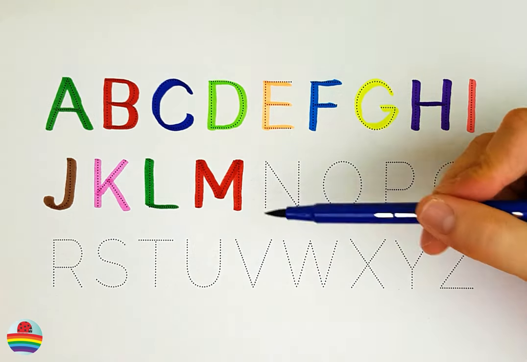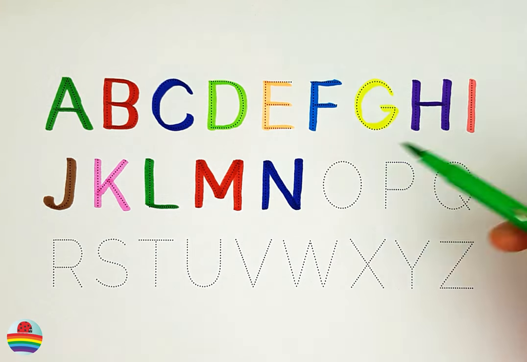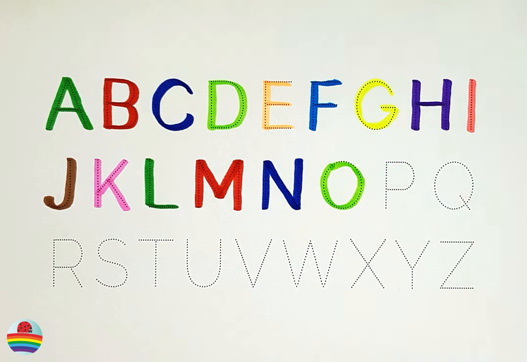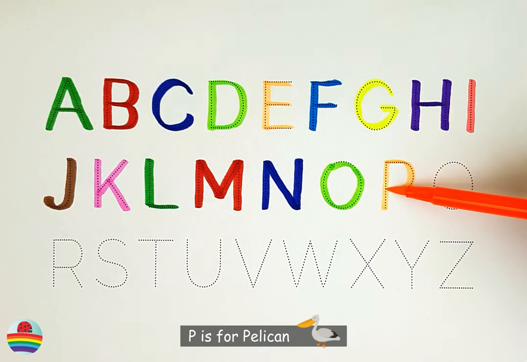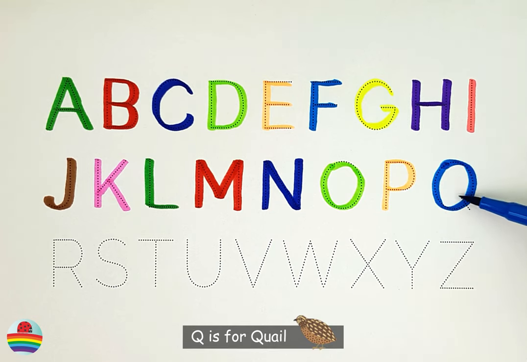N is for narwhal. O is for otter. P is for pelican. Q is for quail.